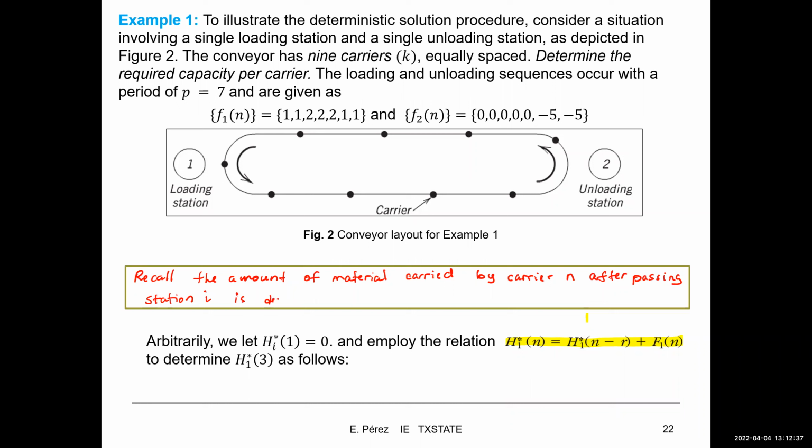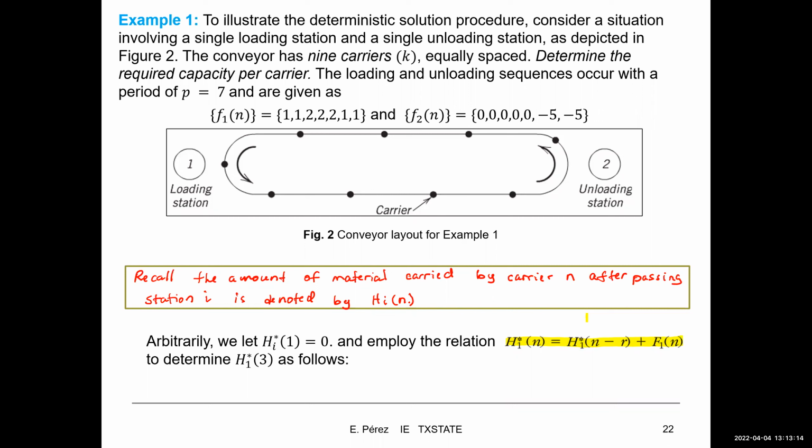Is denoted by H of I of N. And as we stated, since we're studying our system, or we are assuming that we're starting with an empty system, we're going to assume that the first one, H1 star of 1, is going to be equal to 0. And we're going to employ the relationship H star of 1 of N, which is equal to this expression right here in yellow.